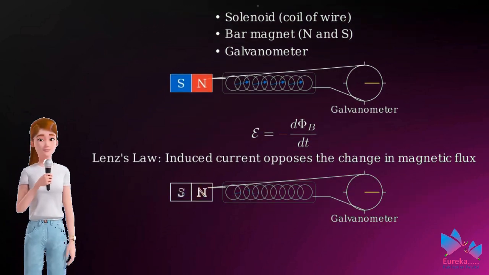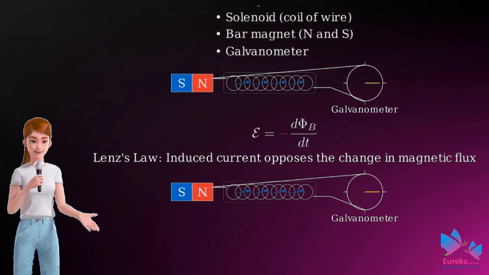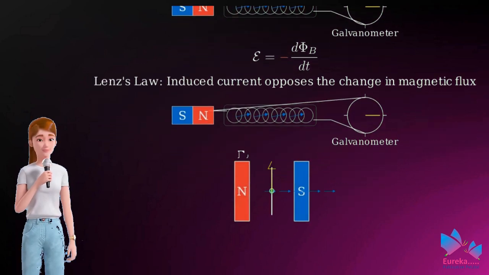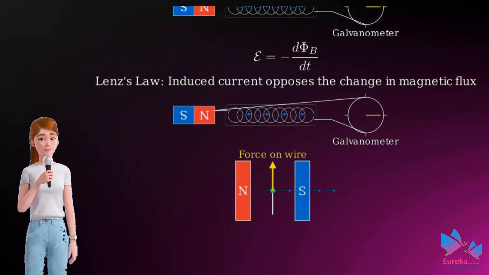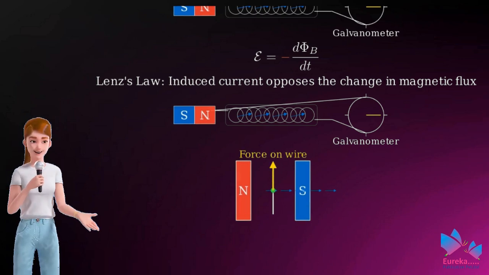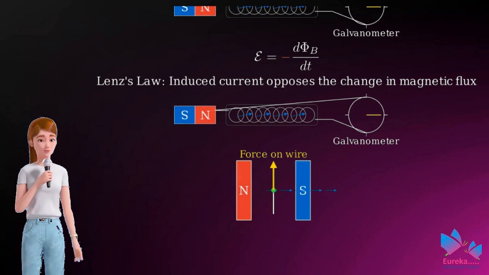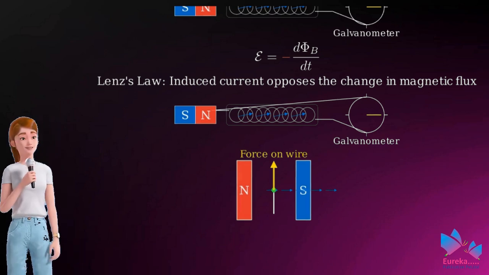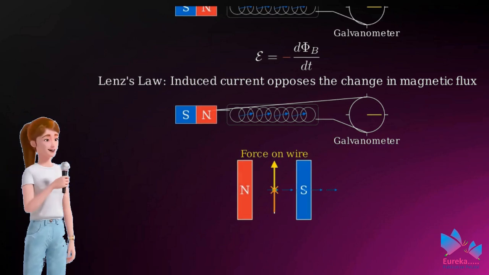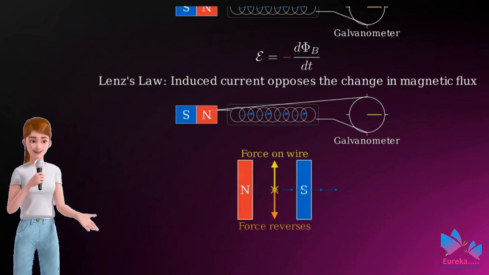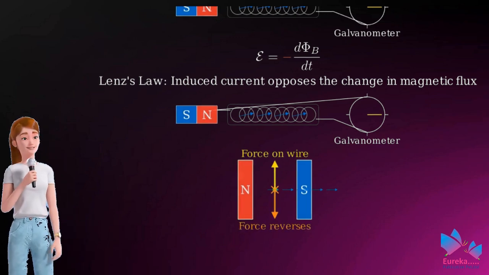This is electromagnetic induction. Now, for the motor effect. A current-carrying conductor placed in a magnetic field feels a force. Here the magnetic field goes from the north pole to the south pole, left to right. The current is out of the screen, shown by a dot. The wire is pushed upward. If we reverse the current, so it goes into the screen, the force reverses direction and pushes the wire downward.